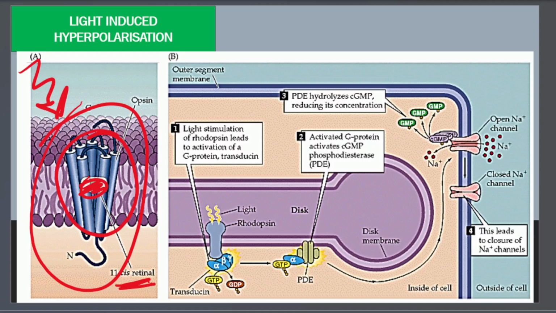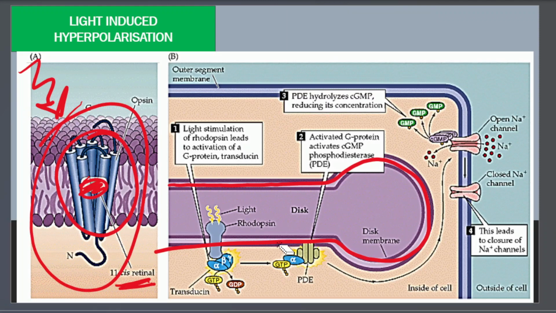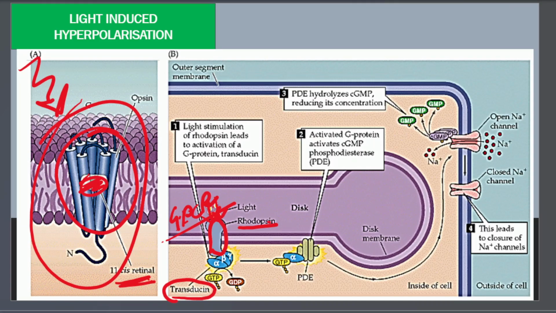Now suppose we zoom into this. They are showing the discs that we have seen here. Let's zoom into one of those discs, in which your rhodopsin is present. Now the light falls on this rhodopsin. What happens? It is a G protein coupled receptor, as I told you. What is the G protein coupled to it? It is your transducin, which has subunits alpha, beta, and gamma.